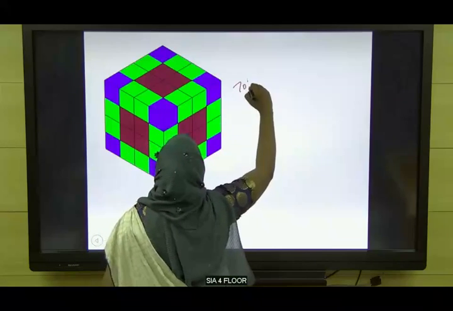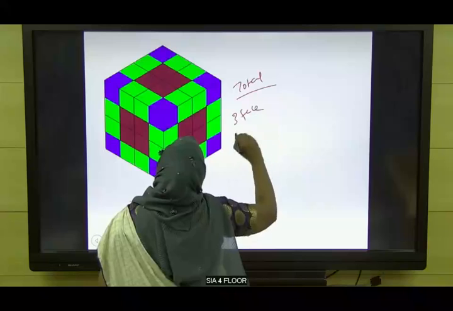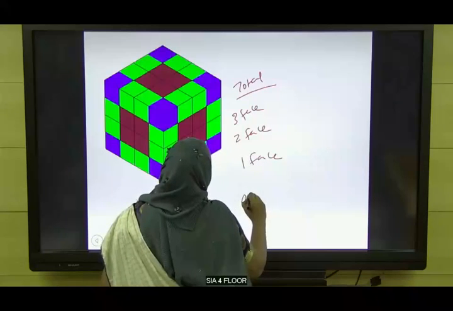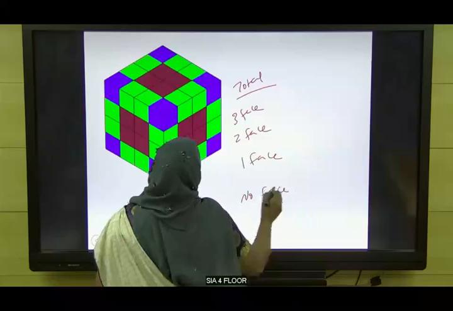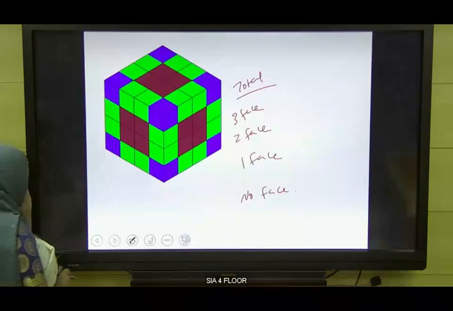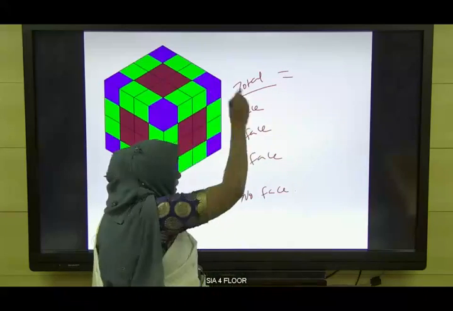Now what you have to do about this is find out the total number of smaller cubes over here, how many are 3 face in it, how many are 2 face in it, how many are one face in it, how many are no face in it. So these things we are going to find out. So what does this mean? Total is nothing but the total number of smaller cubes in the entire block.